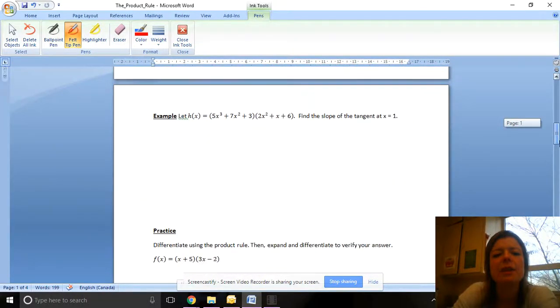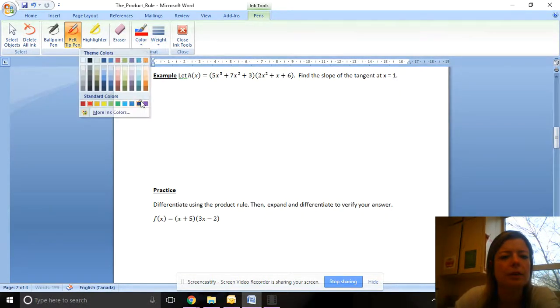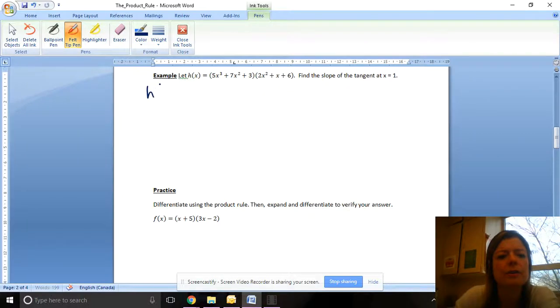All right, so now let's go and do what you've all been waiting for, actually use the product rule. Okay, so the derivative here. Okay, so we have this first and we have this second. Okay, it says find the slope of the tangent at 1. So let's find the derivative first, and then we will find the derivative at 1.